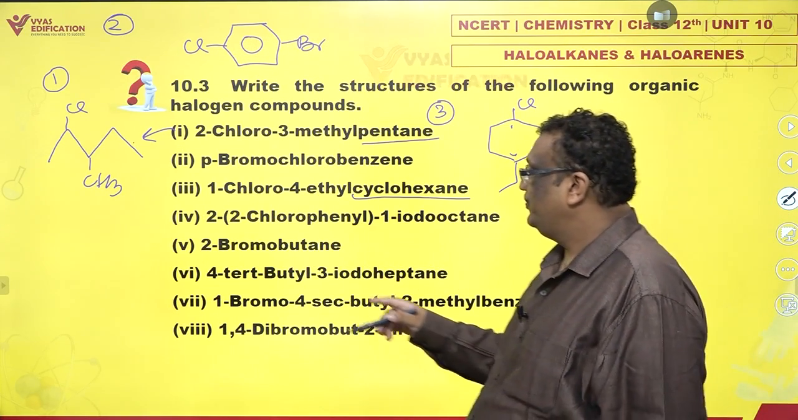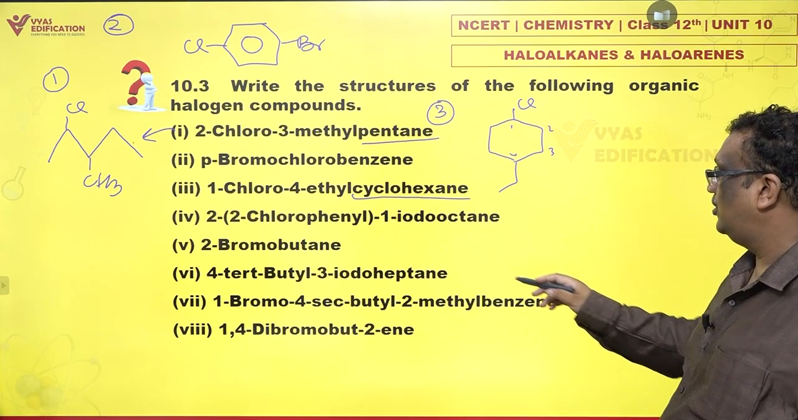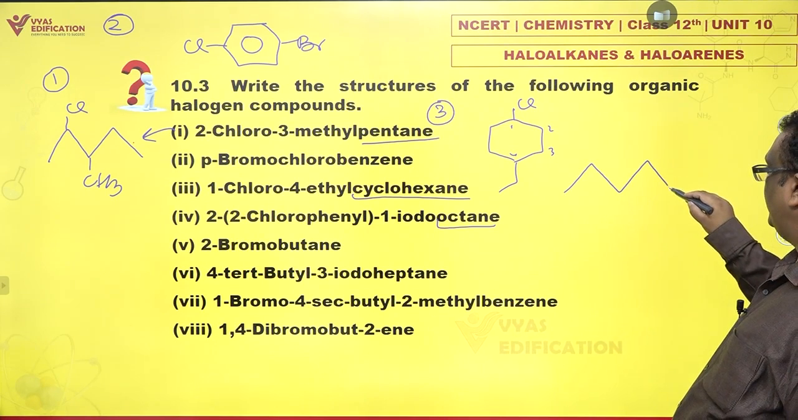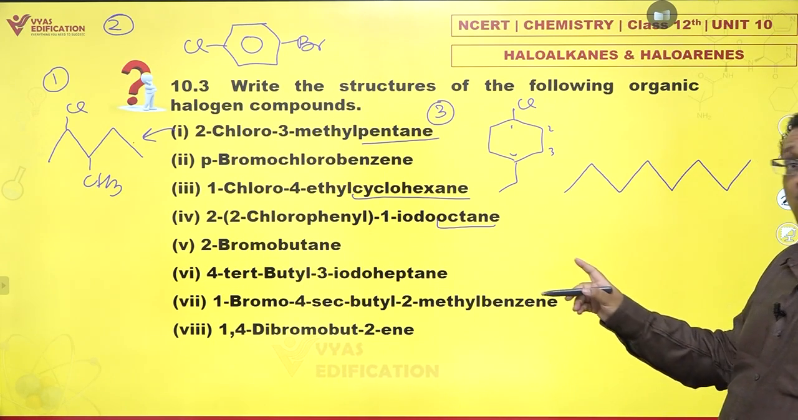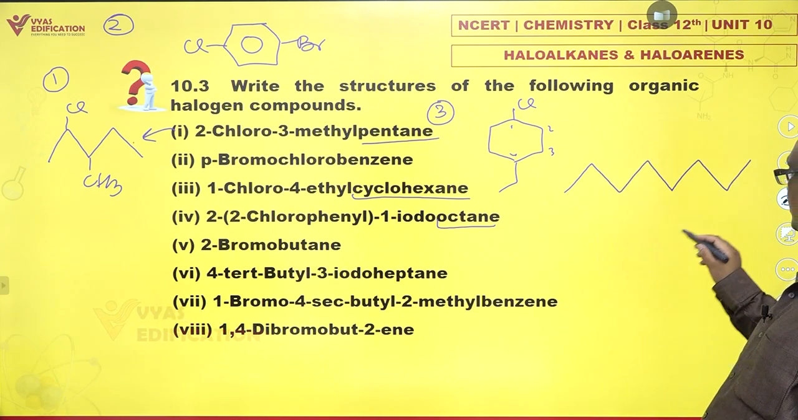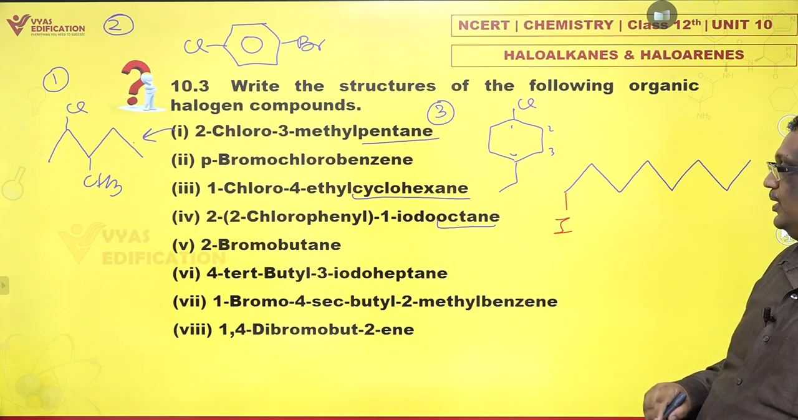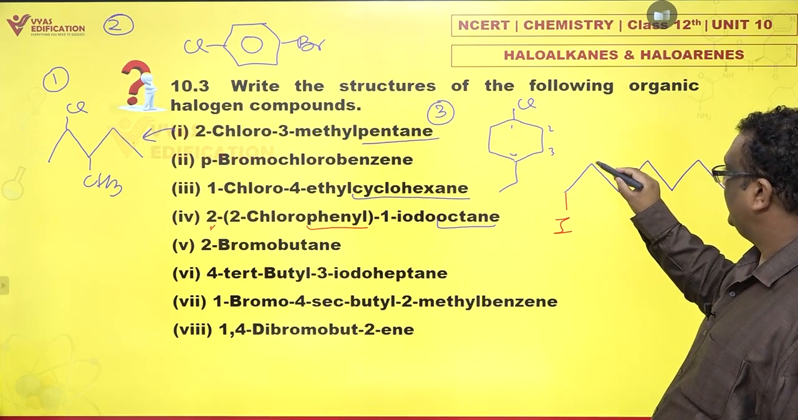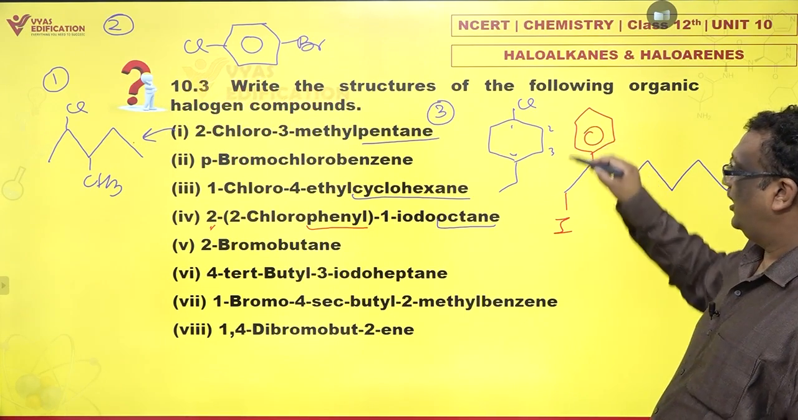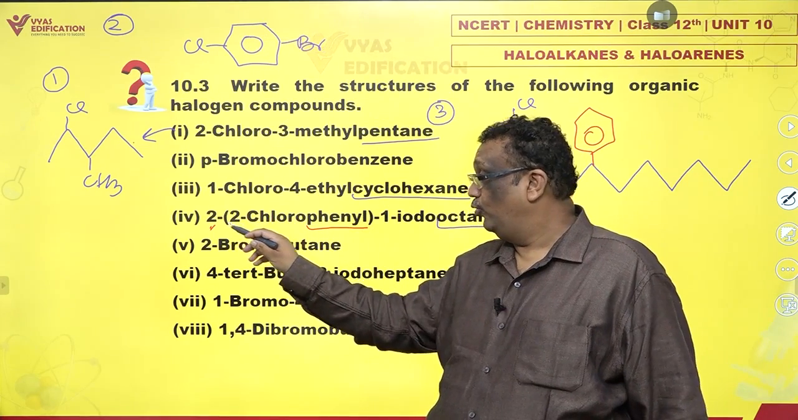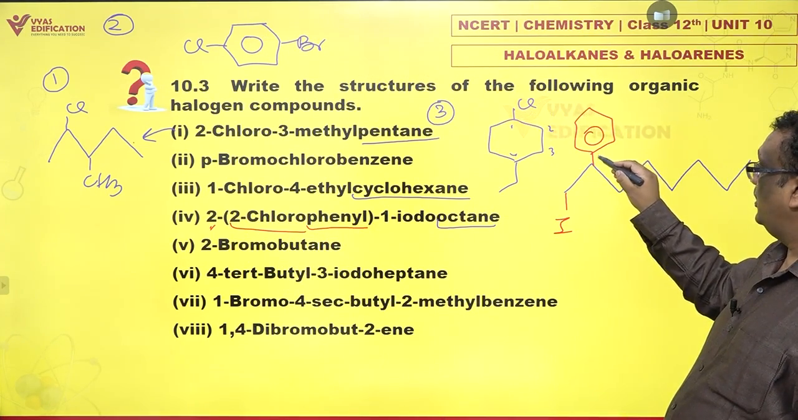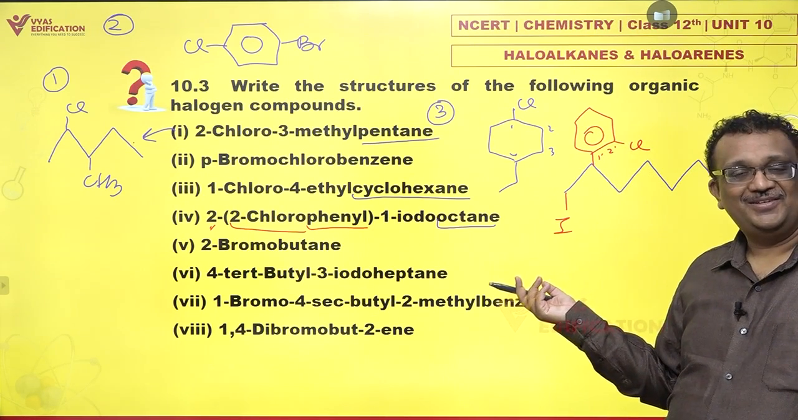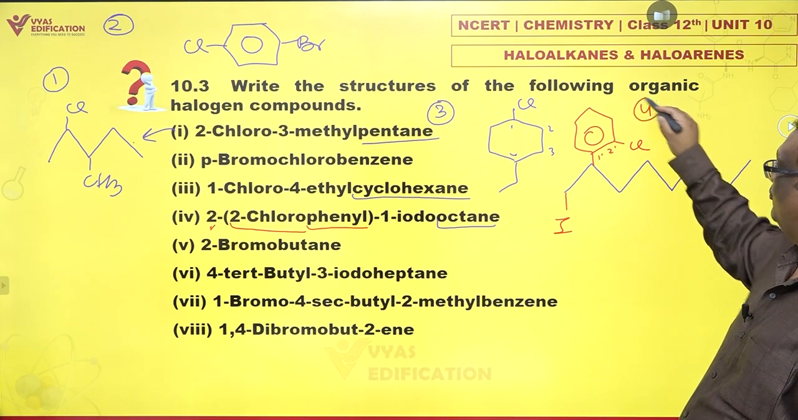Fourth, I have octane. The parent chain octane. 1, 2, 3, 4, 5, 6, 7, 8. This is octane. 1-iodo. So let me draw 1-iodo. And I have 2. On second carbon we have phenyl. And it is not just phenyl. Phenyl has 2-chloro also. That means this is 1 dash, 2 dash. So this is 2-chlorophenyl. That's it, my dear. This is the fourth one for you.